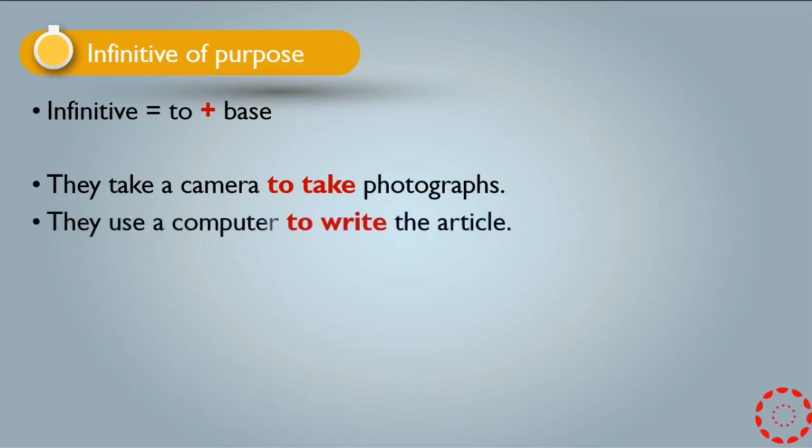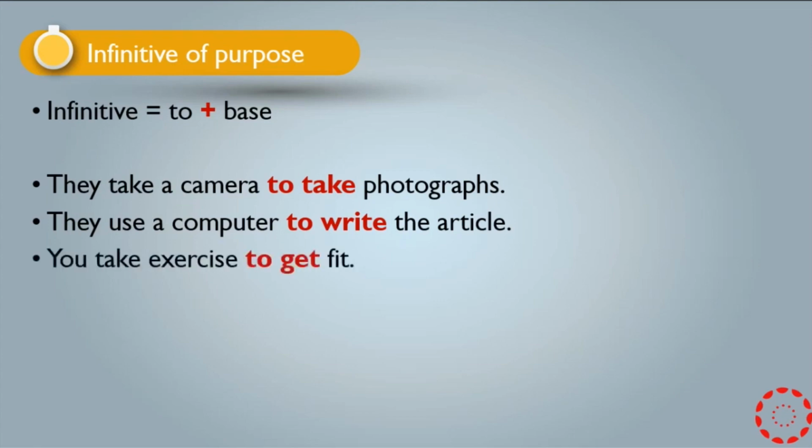Another example: they use a computer for what? To write articles. They use a computer to write articles. That is why to write the article is the infinitive of purpose. After to, you always have to be careful: the verb should be base.